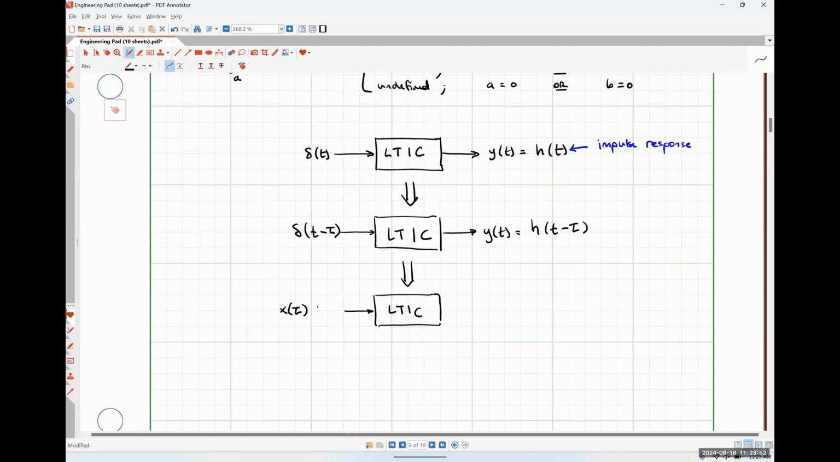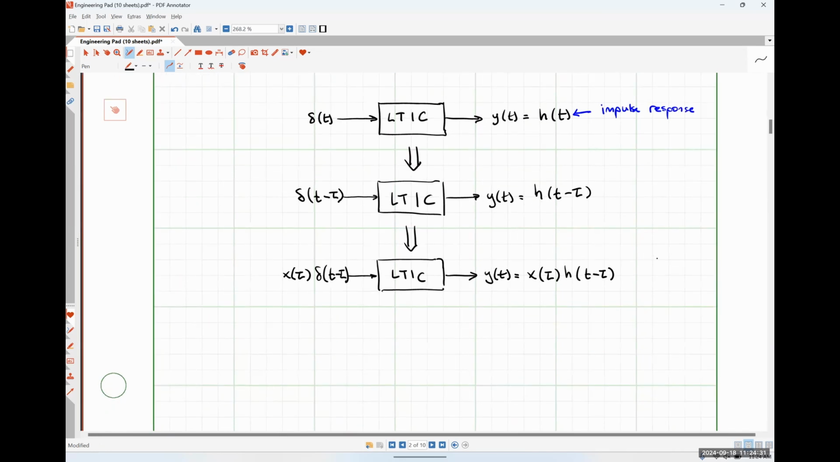So I've had x of tau multiplied by delta t minus tau. Then my output y of t should just be whatever I had here scaled by that same factor. So if I double the voltage as an input, I should get double the current as an output for an LTIC system, kind of thing. All right. So this is going to be x of tau times h of t minus tau.